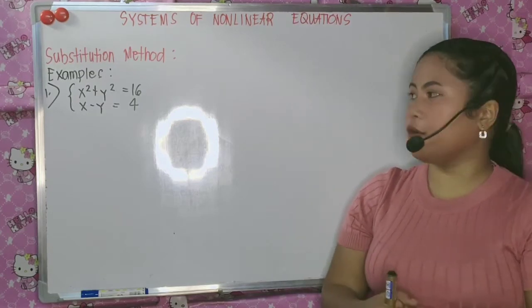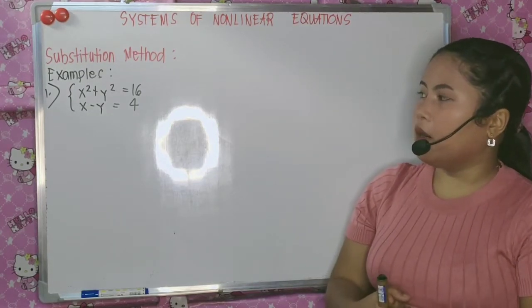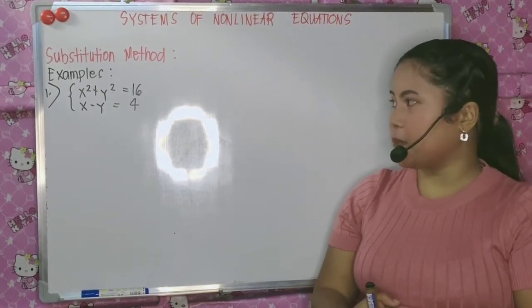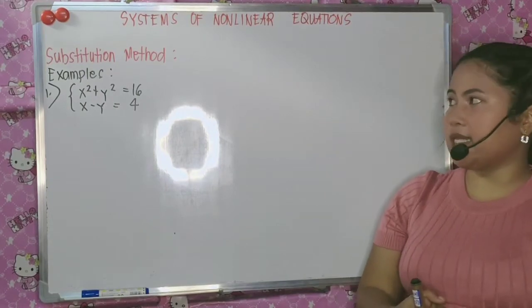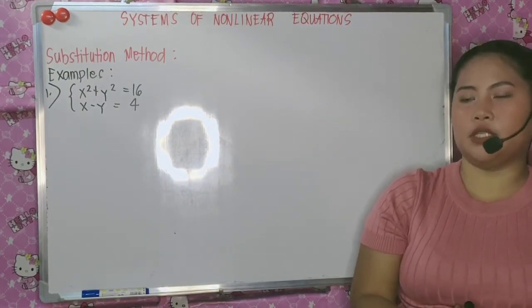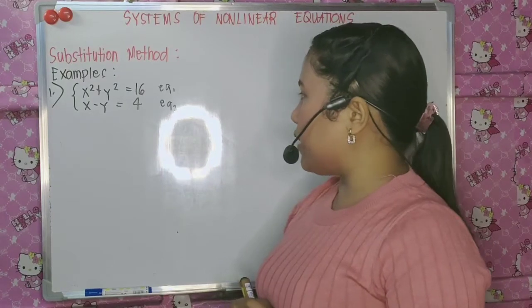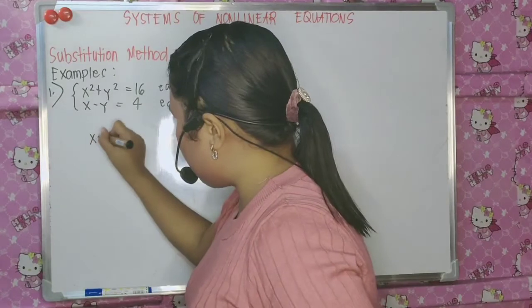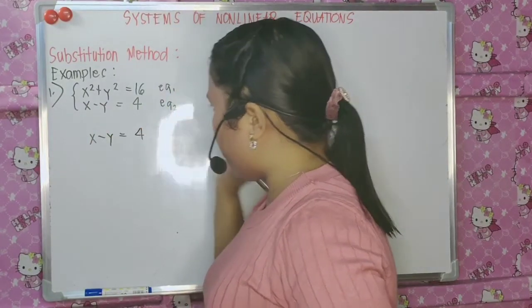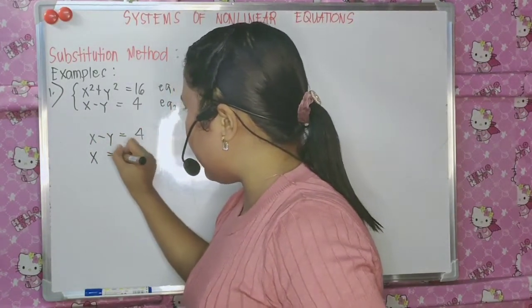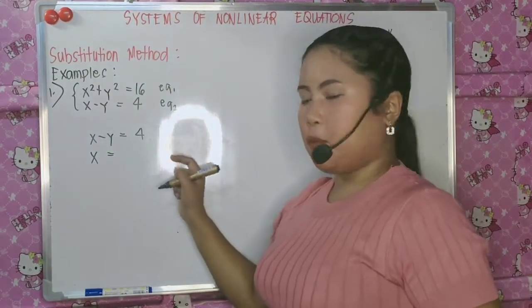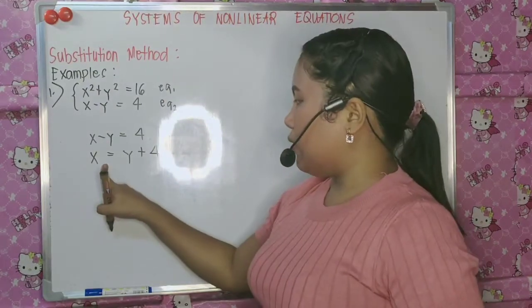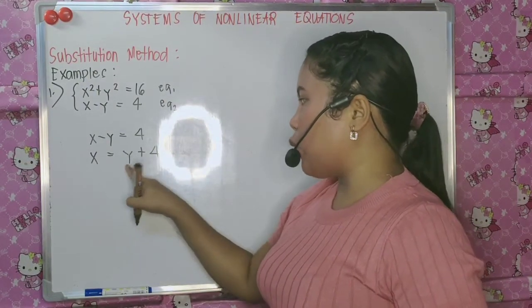So, first example, number 1: x squared plus y squared equals 16 and x minus y equals 4. When we say substitution method, may kailangan tayo i-substitute. So dito, gamitin natin yung equation number 2. Kunin natin yung x value niya. So, x minus y equals 4. Copy x and then transpose negative y, so magiging positive y then plus 4. Ito na yung value ng x natin: x equals y plus 4.